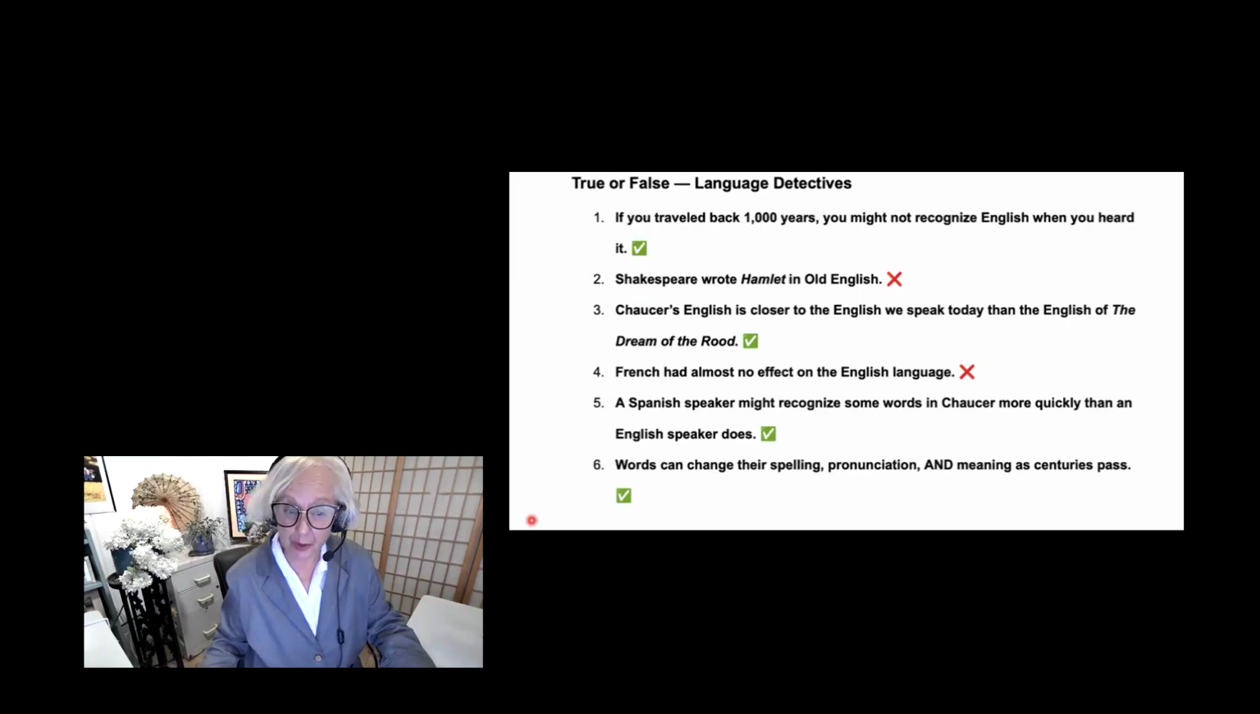Students will take turns reading the six true false statements. I've put in the answers here, but I leave it up to the students, of course, to say whether this is true or false. And next, we're going to play a game.